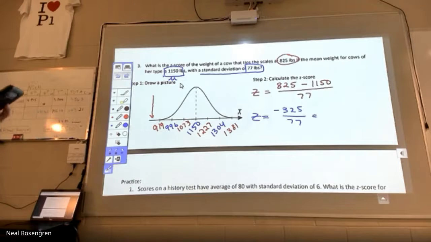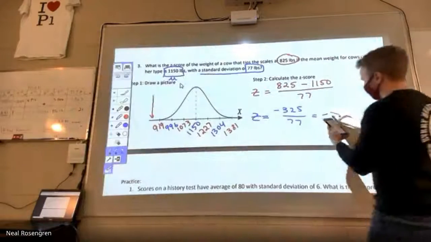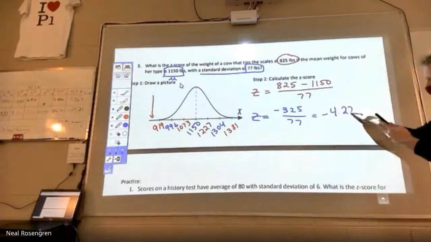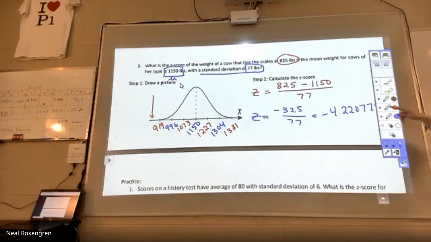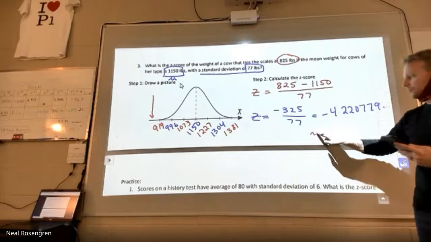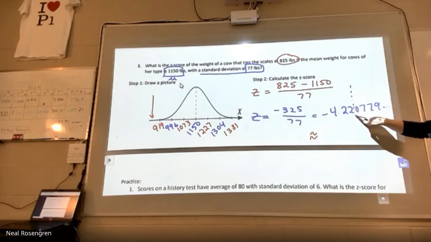Okay, cool. So then negative 325 divided by 77. Oh, yeah. Okay, so negative 4.220779, blah, blah, blah. You don't really have to write that out. What we do have to do is round it. And we're always going to round to 2 decimal places. So that's kind of where my brick wall is, right?